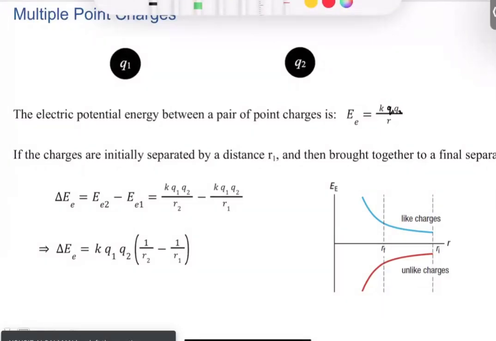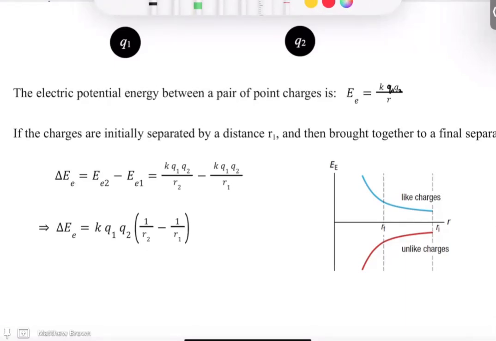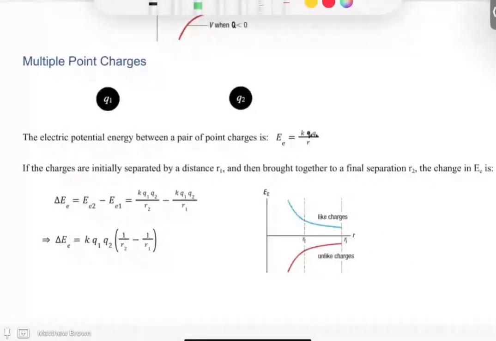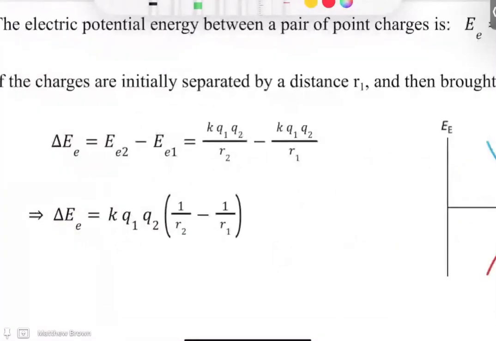If these were 2 positive charges, you would have to do work to bring them together. If the charges are initially separated by a distance R1, and then brought together to a final separation, R2, then the change in electric potential energy, or delta E, just like anytime we're calculating a change, is whatever the final energy would be minus the initial. This time I actually put in Q1 and Q2, and you can see those right there.